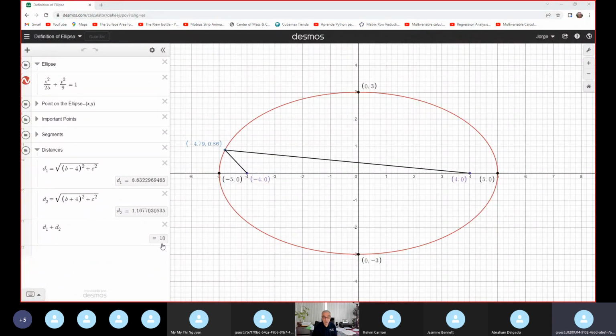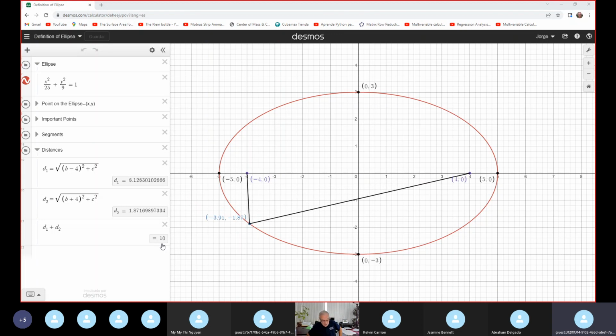The distance from any point on the ellipse, the red curve, to these two points, the sum of these two segments is always constant. And by the way, this is equal to the distance of the major axis. So this is the center of this ellipse, 0,0. The distance from the focus at 5,0 to -5,0, in total we have 10 linear units from one vertex to another vertex, and this 10 is equal to this. This is the formal definition of the ellipse.